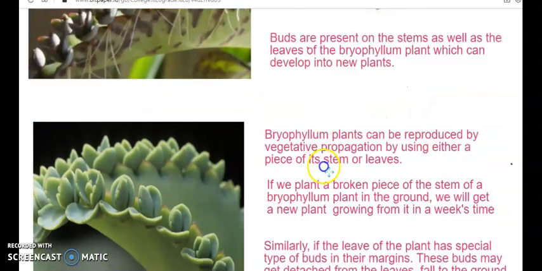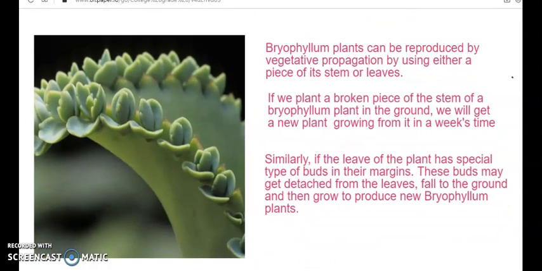So bryophyllum can be produced by vegetative propagation using a piece of stem or just the leaf. As we saw in the experiment, we took the leaf wherein we had cut off the stalk. If you plant a broken piece of the stem of bryophyllum in the ground, we will get a new plant growing from it in a week's time, but it usually takes around 15 days.